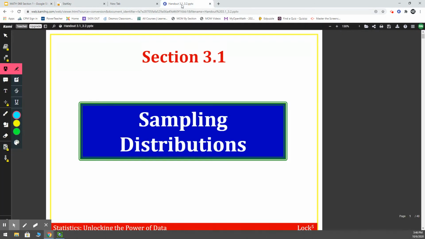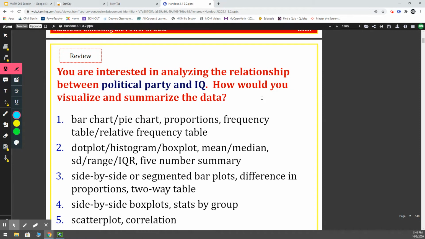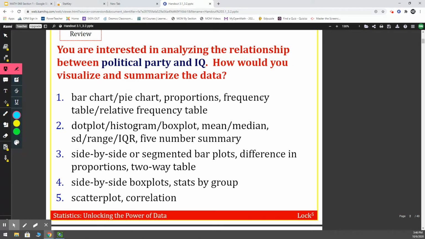So in this thrilling section, we're going to look at the distribution of sample data, but we're going to start it off with a little bit of review to get you warmed up. You're interested in analyzing the relationship between political party and IQ. Okay, well, first of all, let's analyze what we have here.